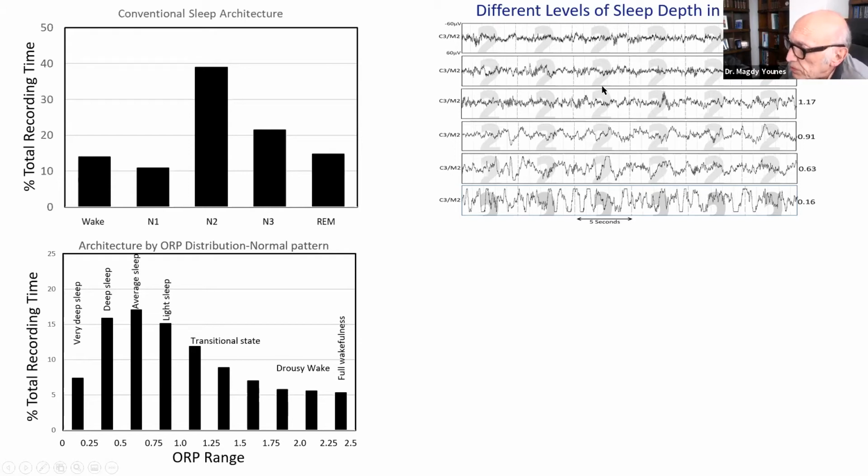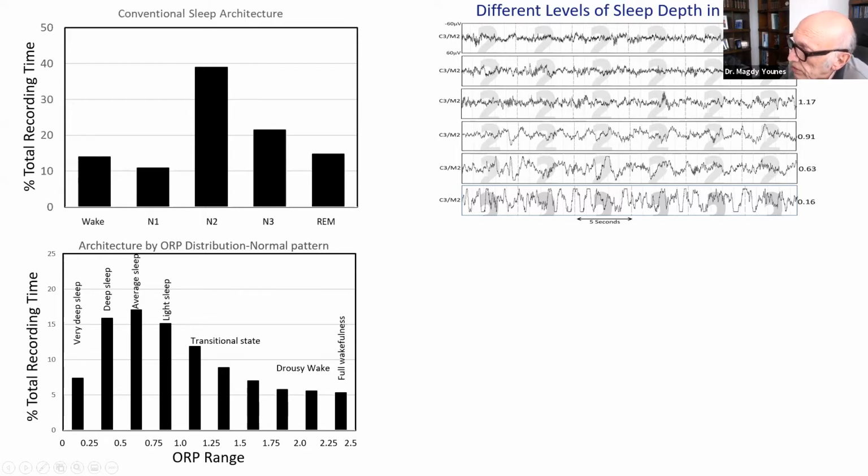And then it keeps progressing. You get a bit more theta, more theta, more theta, and a little bit of delta now, more delta, more delta. So you can see that this is a progression from very, very light stage 2 to stage 3. But when we use stage 2 and 3, we don't really appreciate these differences, and the patient can change from very light N2 to very deep N2 and we wouldn't even notice it.